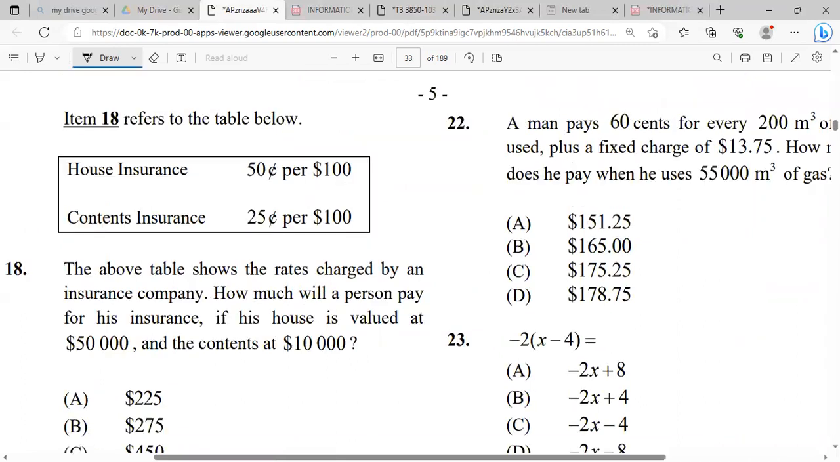All right. Item 18, refer to the following table below. House content is 50 cents per $100. Contents insurance, 25 cents per $100. The above table shows the rate of charge by an insurance company. How much will a person pay for his insurance if his store is valued at $50,000 and the contents is $10,000? Work out that, guys. Let's go.